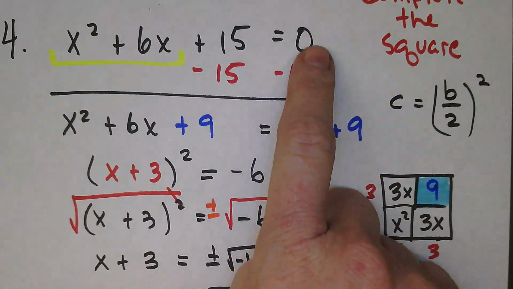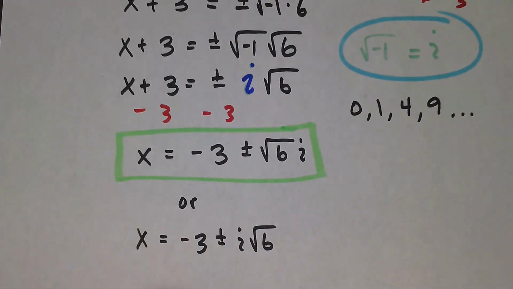So this equation, if we graphed it, if we replace that 0 with a y, this would not have any x-intercepts because our solutions are complex. They have an imaginary component.